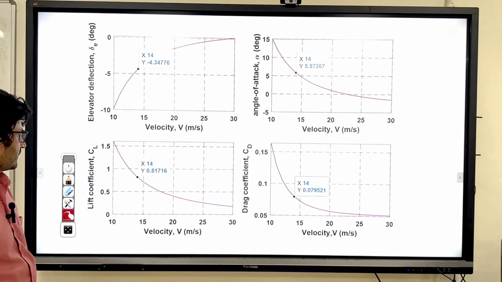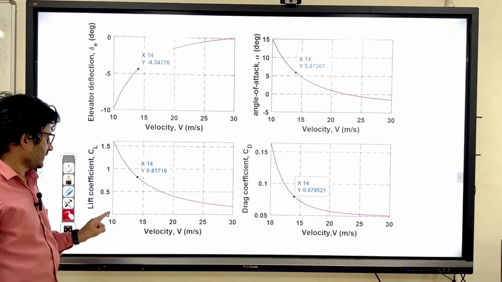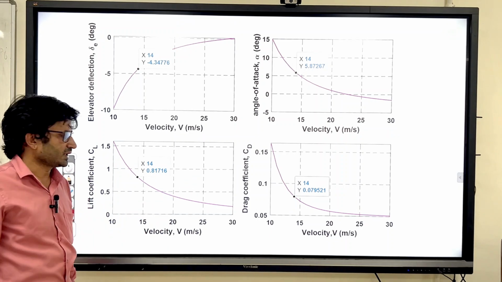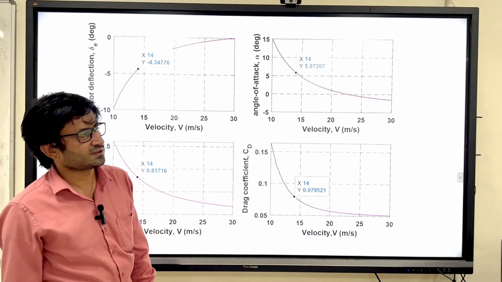Okay. Now what sort of lift coefficient are you flying at? You can see we are flying at 0.8. And with respect to the velocity, you can see how the CL is dropping. That also we have covered in the aircraft performance part.